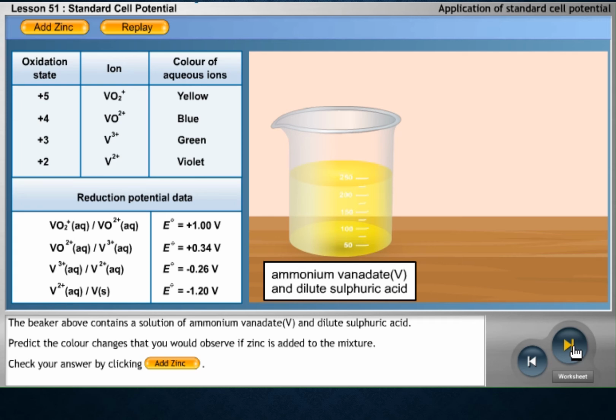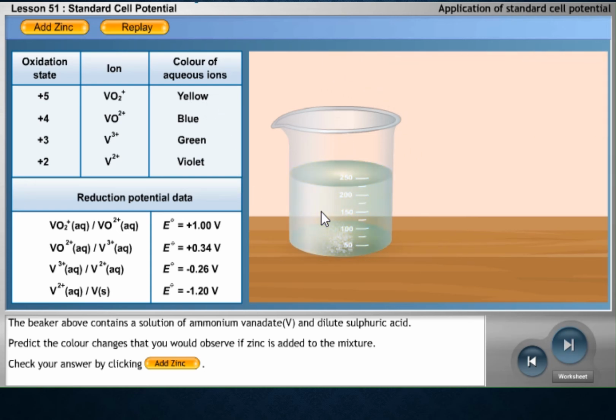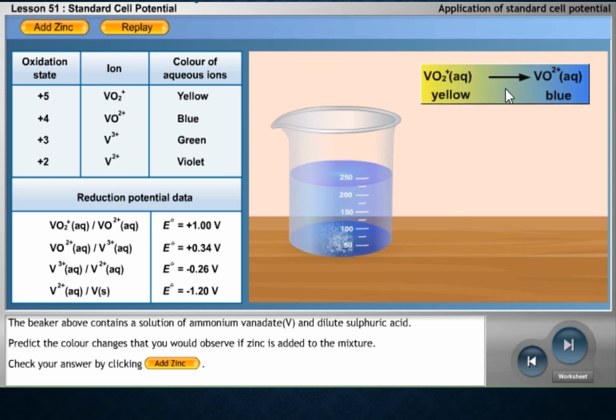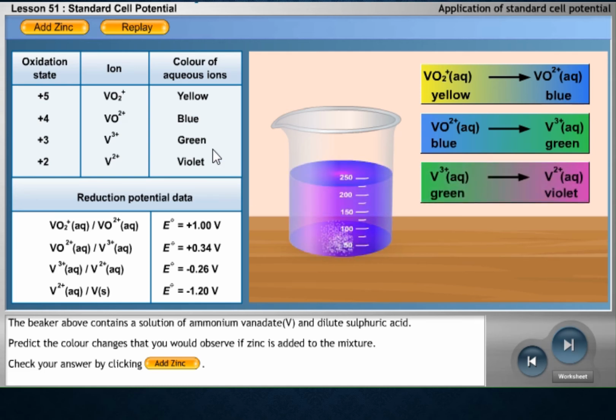The figure above contains a solution of ammonium vanadate 5 and dilute sulfuric acid. Predict the color changes that you would observe if zinc is added to the mixture. We add the zinc. From yellow, this is yellow, oxidation state 5, it turns blue. Then blue from VO2 plus, blue to green, and lastly green to violet.